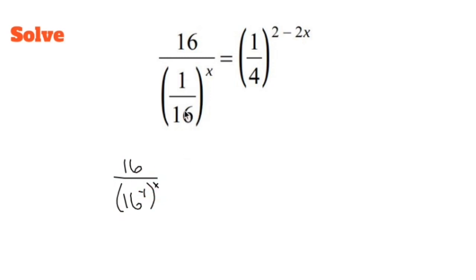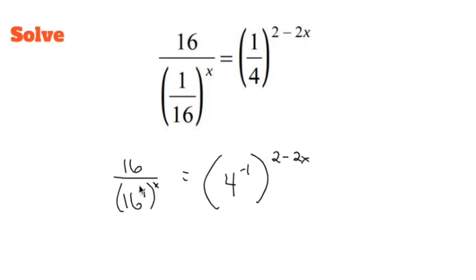If you have 1 over 16, if 16 is in the denominator, move it to the top part and make it to the negative 1. That's going to equal 1/4, which, I tell you what, while I'm at it, I might be doing a bit too much here, but I'm going to turn 1/4 into 4 to the negative 1, for the same exact reasons that I did that over here. That's all the 2 to the 2 minus 2x. Too many 2's in this problem.